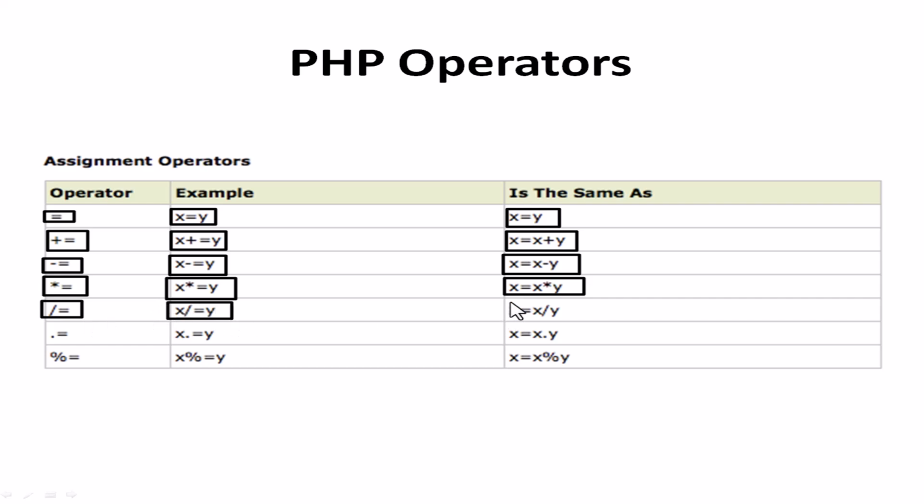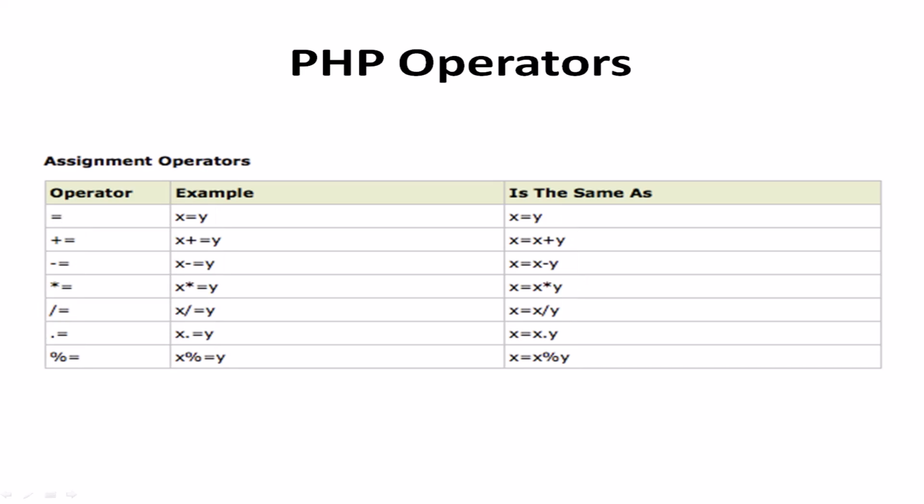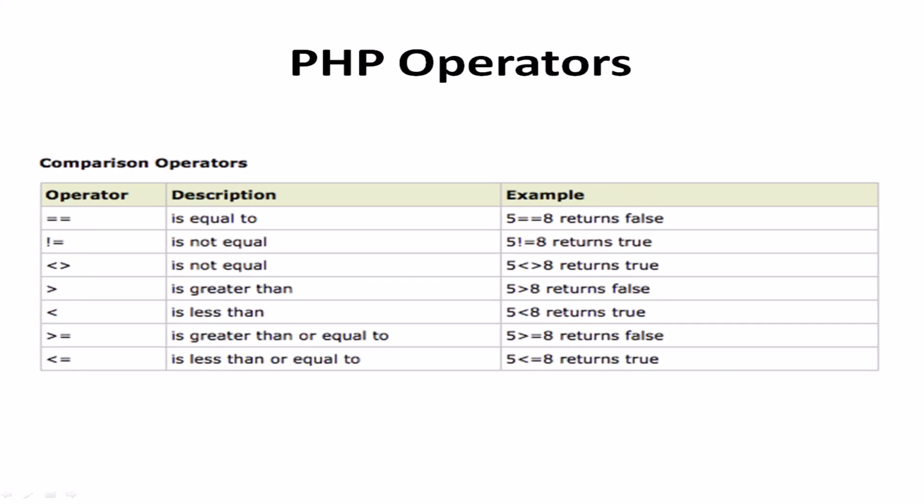Next, divided equal to, so x divided equal to y, x equal to x divided by y. Next one, dot equal to. Dot here means it is going to append the value. So x dot equal to y, x equal to x dot y. It means x dot y is the result where it is going to append the values. Modulo division equal to, so x modulo division equal to y, x equal to x modulo division y. Whatever the resultant is there, that will be shown.